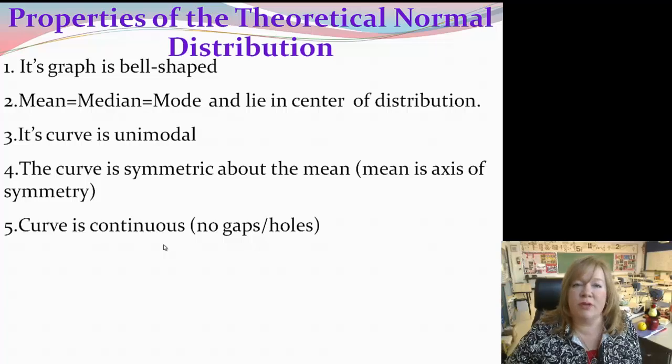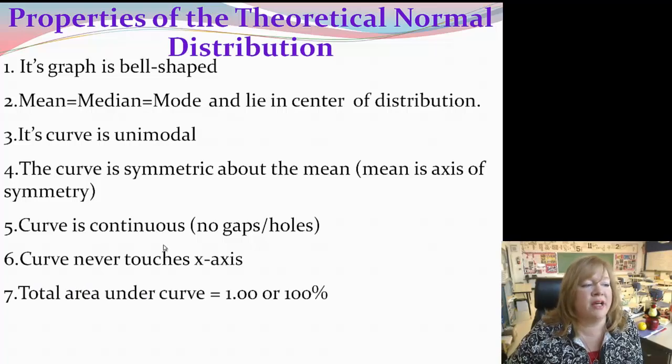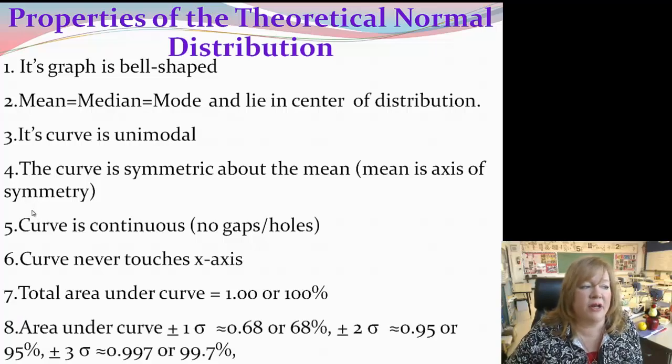The curve is continuous, no gaps, no holes. It is not holey. The curve never touches the x-axis. It just gets closer and closer without touching. You mathletes out there know that means asymptote, horizontal asymptote. Woohoo! Total area under the curve is 100%. This is very, very important because the area is going to signify our probability that we get to later. And lastly, the area under the curve within one standard deviation is 0.68 or 68%.